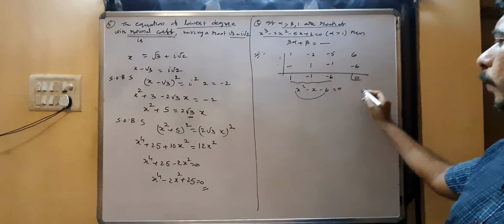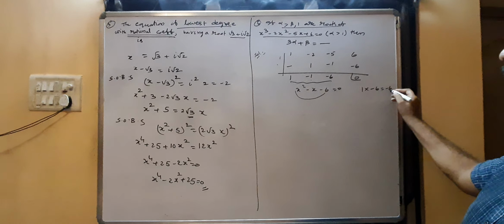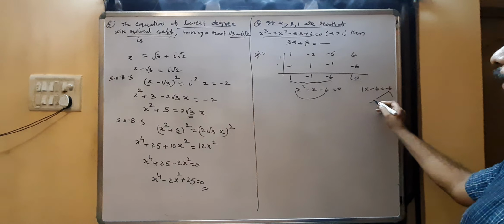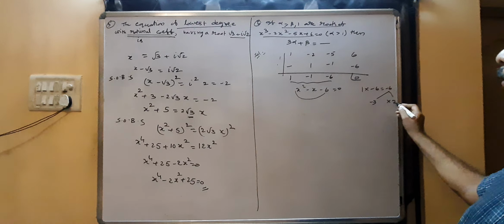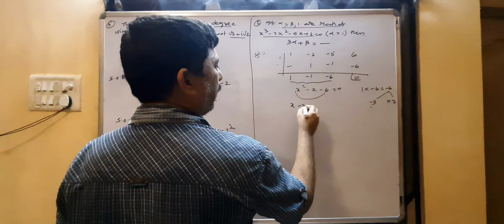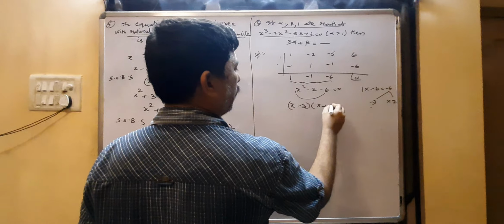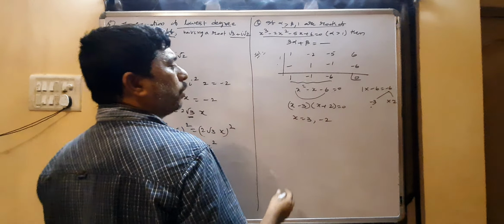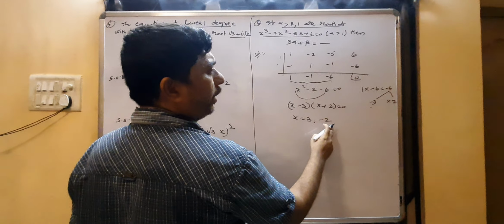Product of the extended terms 1 into minus 6, factor summation minus 1. That means minus 6 factors as minus 3 into 2. Minus 3 plus 2 is minus 1. So this can be written as x minus 3 into x plus 2. So x equals 3, minus 2. So 1 is one root, other roots are 3 and minus 2.